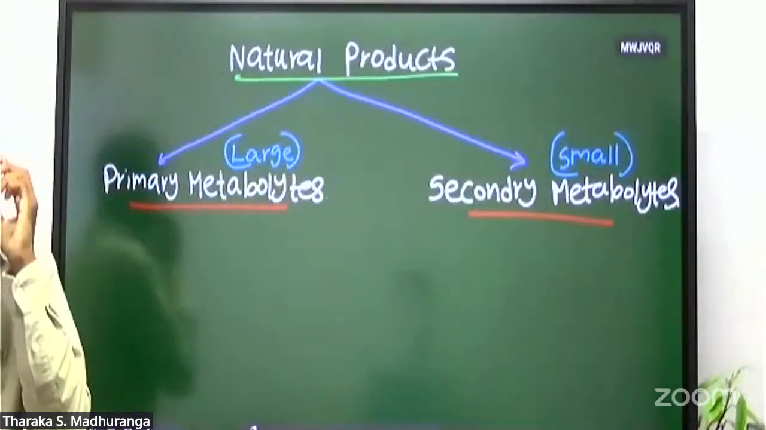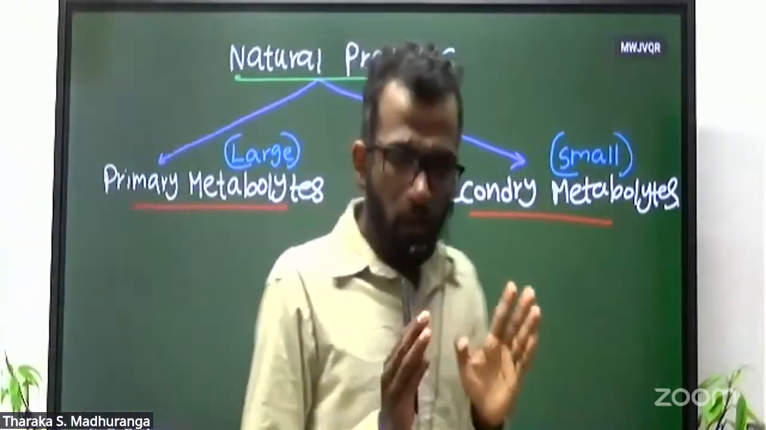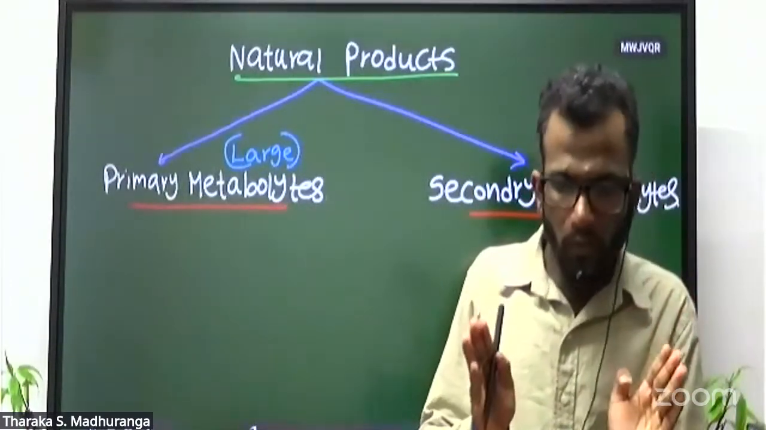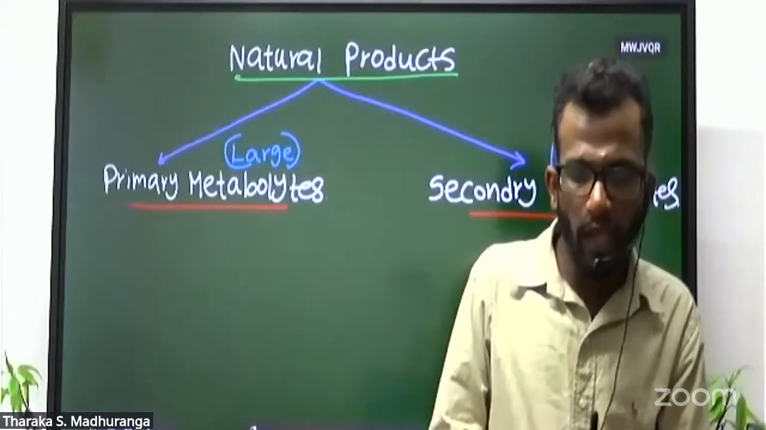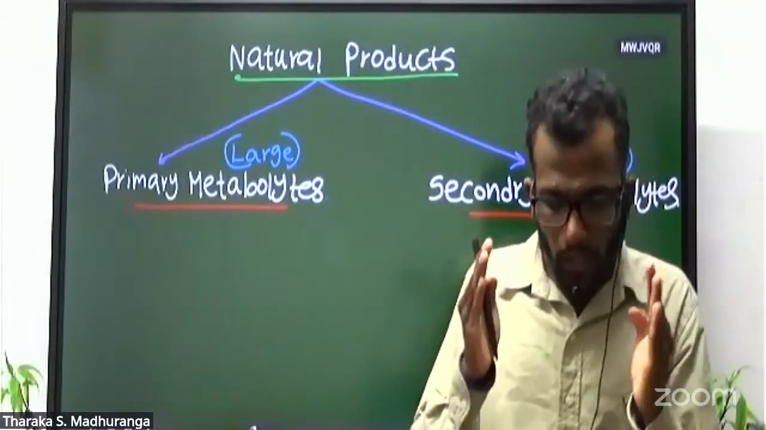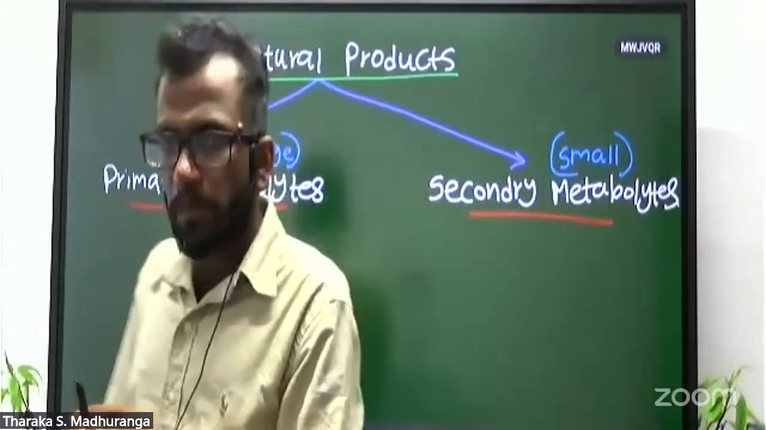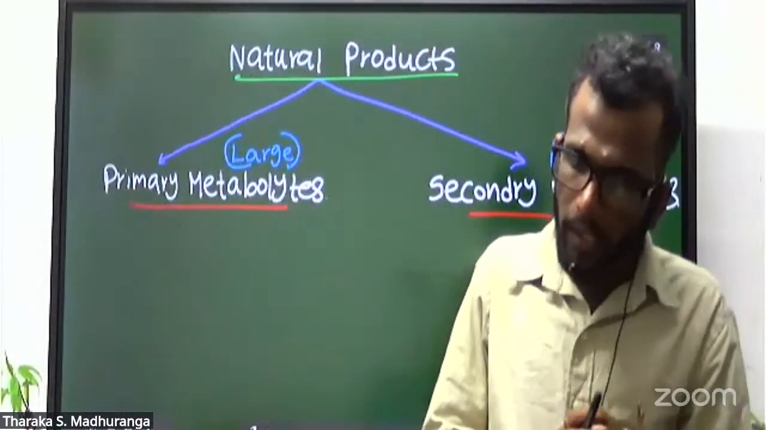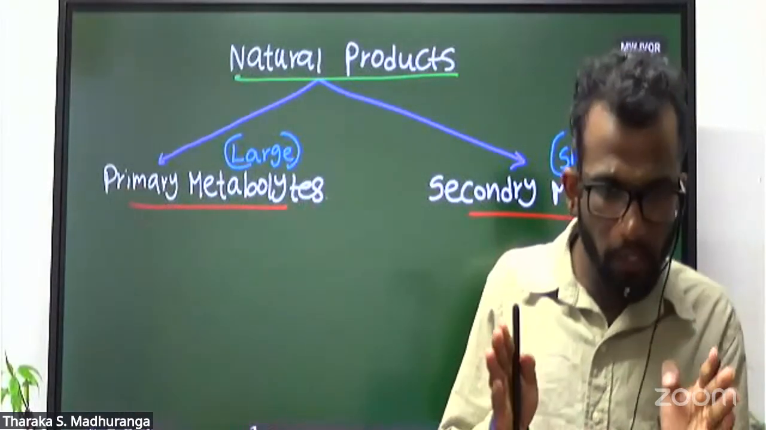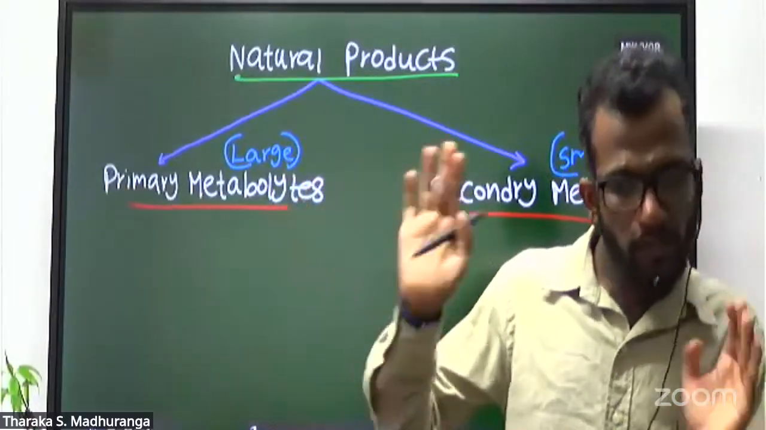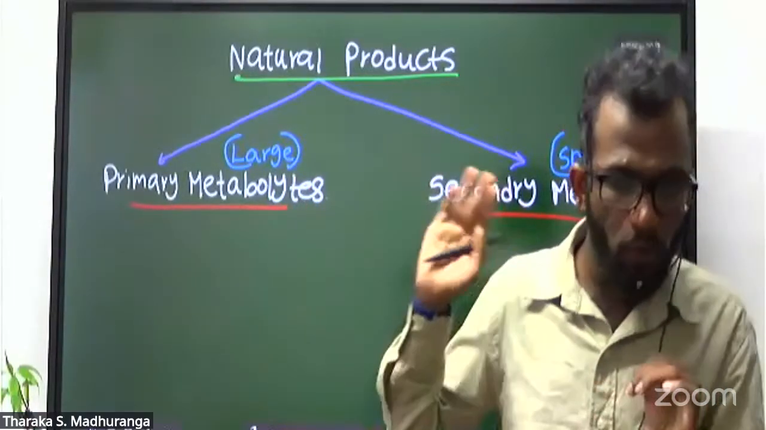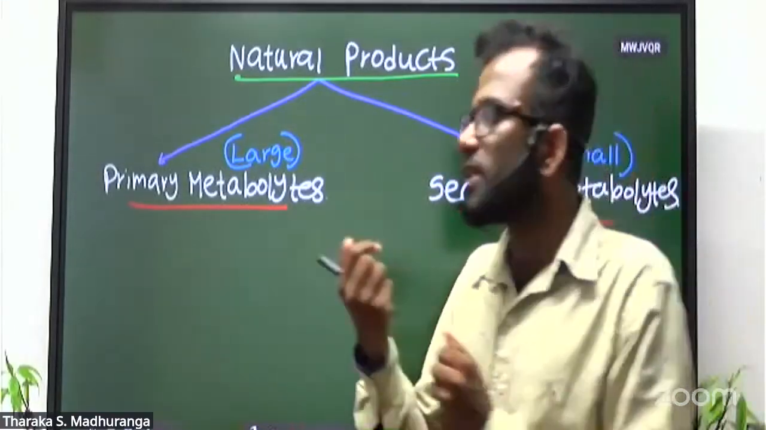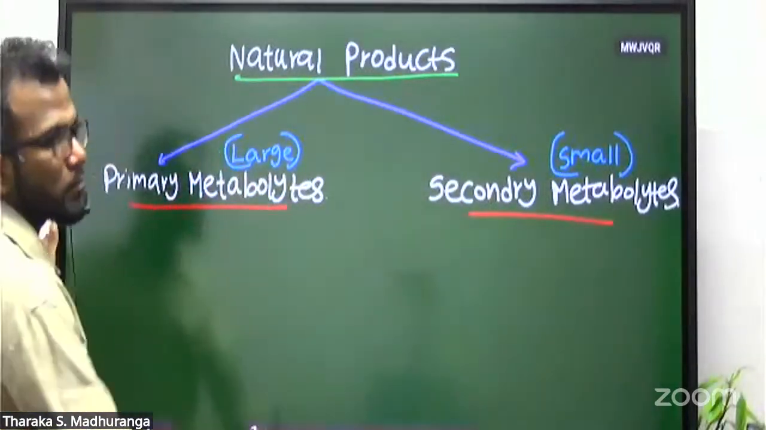Now we are going to the natural products. All are organic compounds. You already know the definition and what the natural products are. Now we can divide natural products into two types, the primary metabolites and secondary metabolites. I told you the primary metabolites are produced in large quantities, and the secondary metabolites are produced in very small, tiny amounts in the living organism.